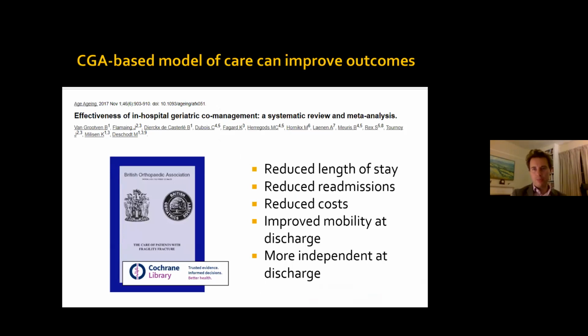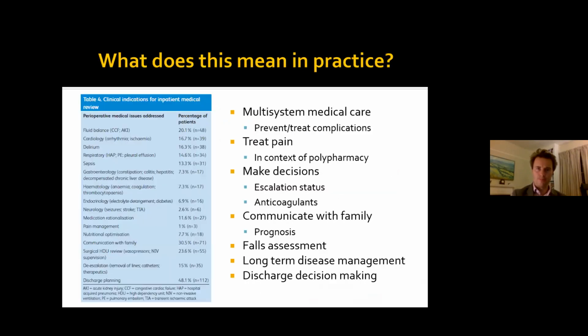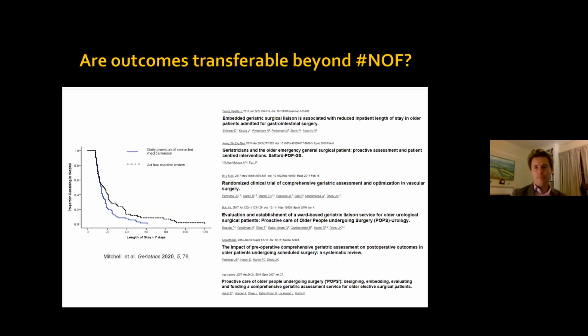And this, of course, is based in the evidence for fractured neck of femur orthogeriatric model, where this model of care at meta-analysis level has now been shown to be associated with length of stay, reduction in readmissions, reduced costs, and functional outcomes that are better for older people. In practice, of course, that basically means good, solid medical care across all the domains, which I won't really need to go into now because there's nothing particularly clever about it. It's all fairly intuitive. But what's really important now is that we know that these outcomes are probably looking like they're transferable beyond fractured neck of femur.